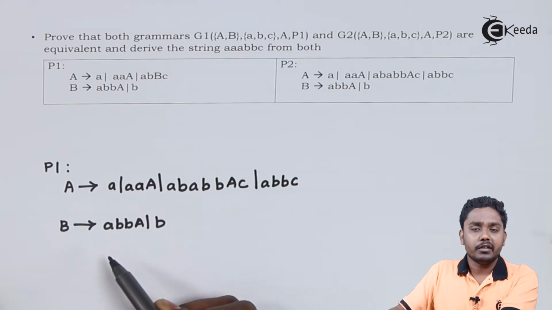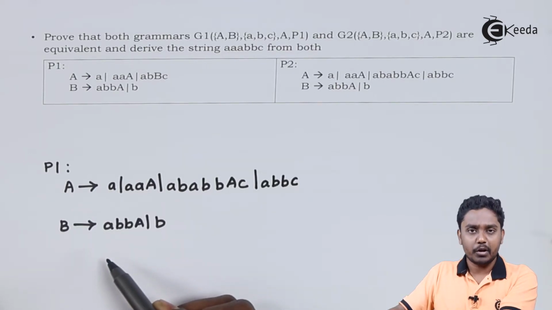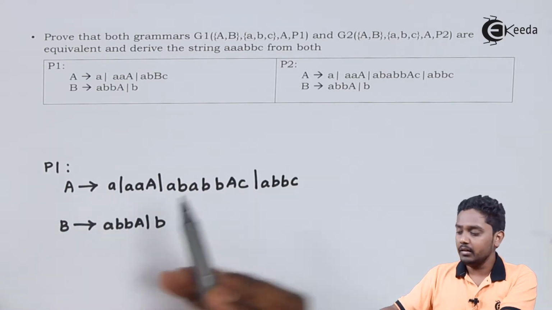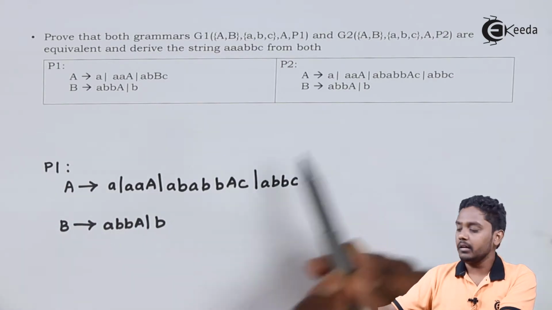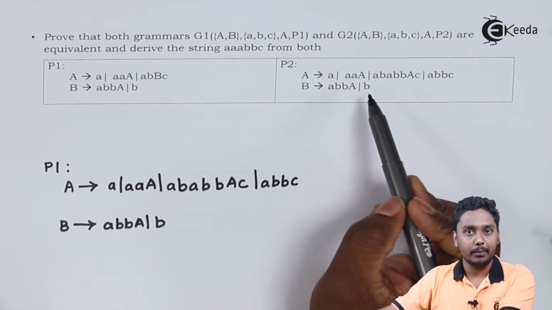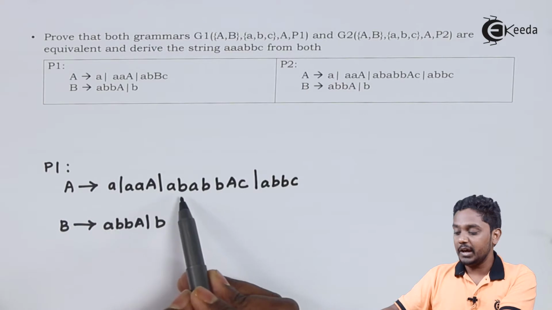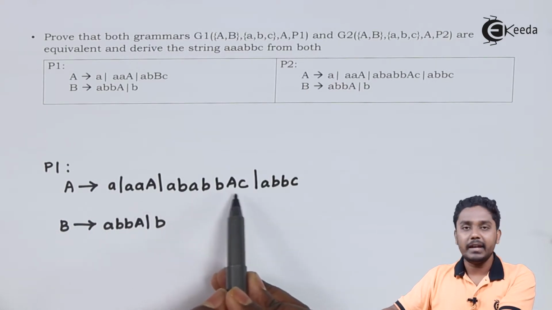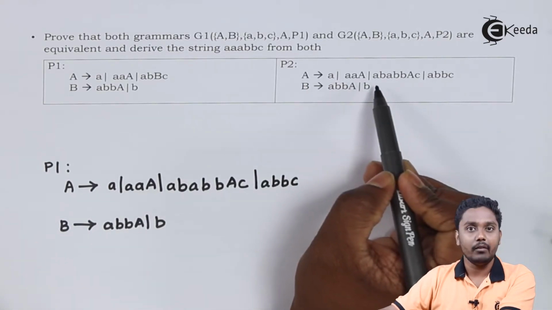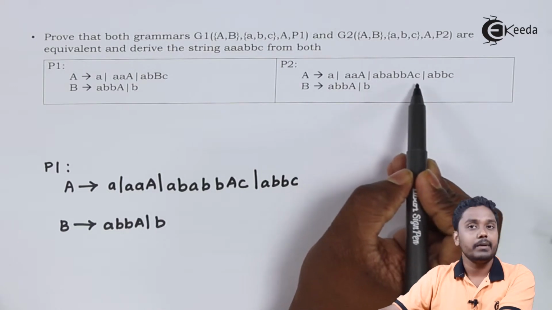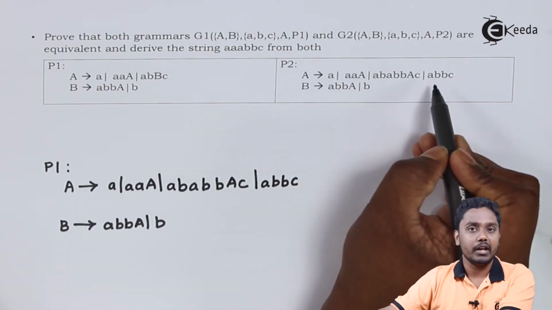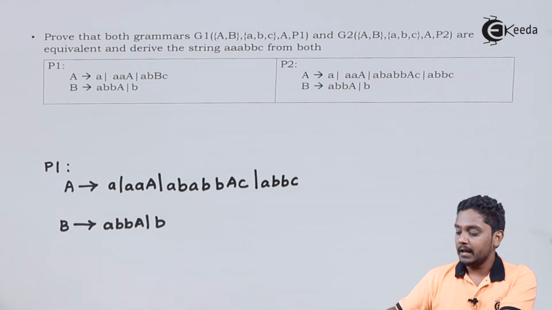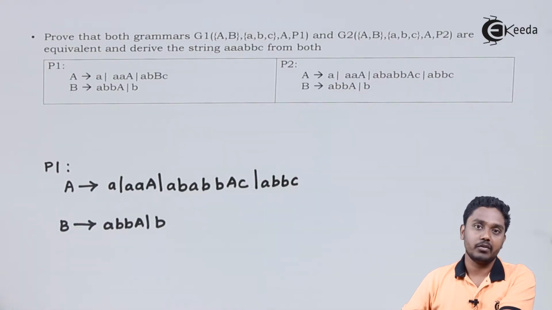Now, if you compare the grammar that we have generated with the productions in P2, you will see that they are the same. Here there are two A's followed by capital A, and here we have two A's followed by capital A. We have AB, AB, BAC, similarly we have AB, AB, BAC; AB, BC, and we have AB, BC. The productions of B are similar as well.